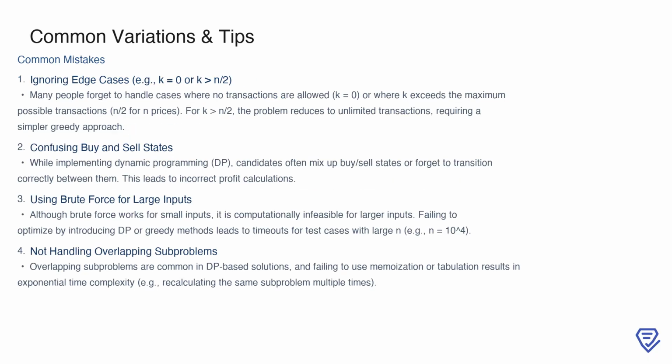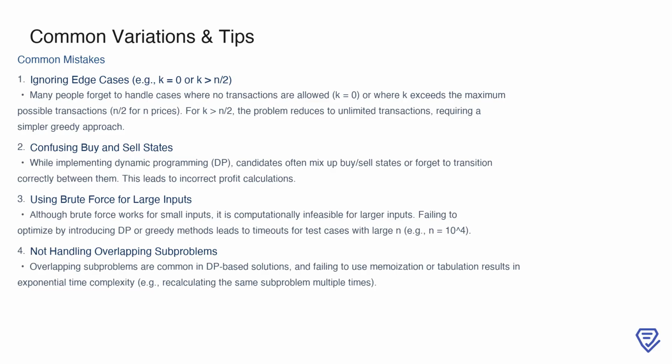When tackling this problem, there are several common mistakes to watch out for. First, ignoring edge cases such as when k is 0 or when k exceeds n/2, where n is the number of prices. If k is 0, no transactions are allowed, and the answer is simply 0. On the other hand, if k is greater than n/2, the problem simplifies to the case of unlimited transactions, which can be solved with a greedy approach rather than dynamic programming.